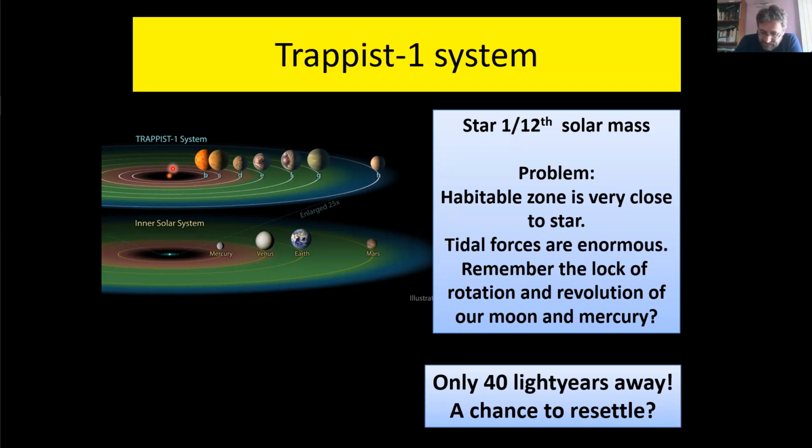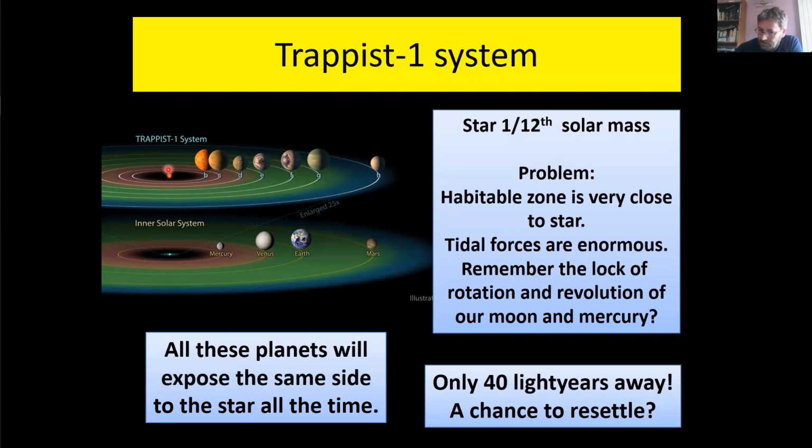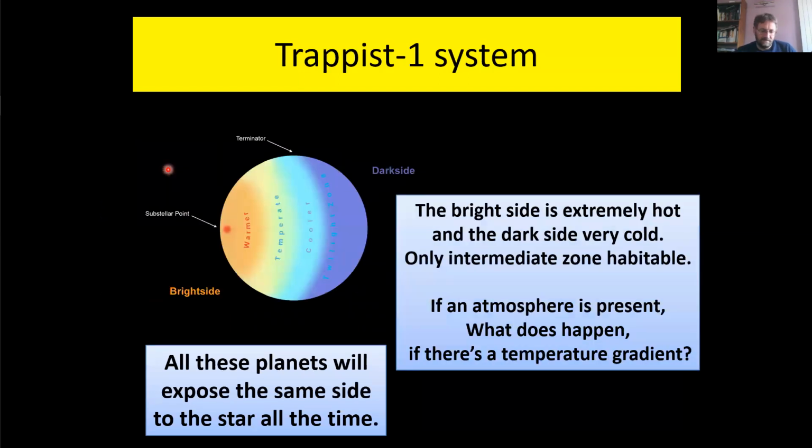Okay, what does that mean? Rotation around the body's intrinsic axis and revolution around the central star have already been locked. What this means is these planets always show the same side towards their star. Always the same side gets heated up. It's very warm, while the other side, the dark side, is obviously very cold.